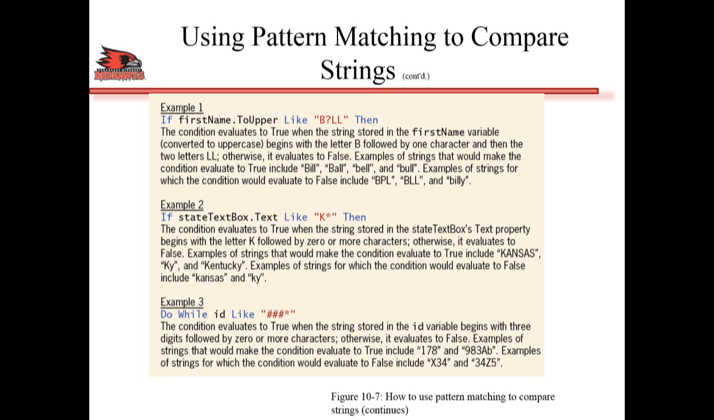Now the hash and the star. In example 3, we're looking for a string which has three numbers followed by zero or more characters. After the three numbers there cannot be any other number. It has to be characters. So examples of true would be 178, 98, 3ab, or whatever. But if you have x34, it starts with a character, so it's automatically false. 34z5 has two numbers then a character, so that's also false. So like that.